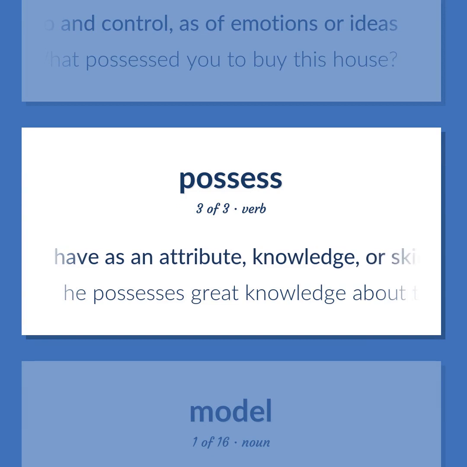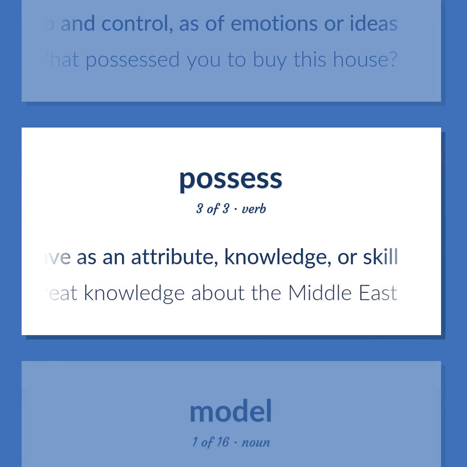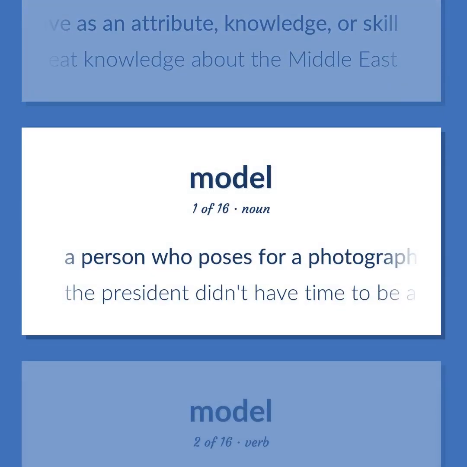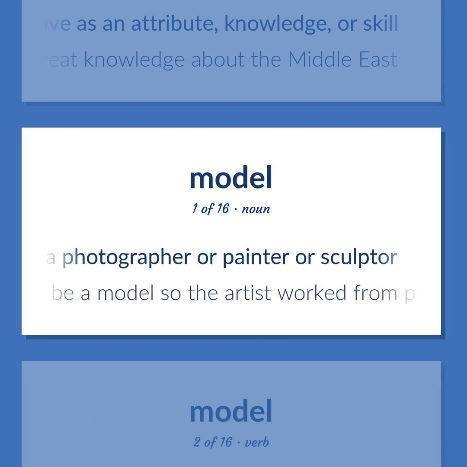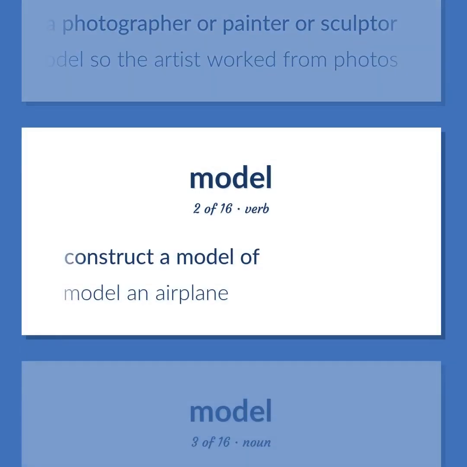Have as an attribute, knowledge, or skill. He possesses great knowledge about the Middle East. A person who poses for a photographer or painter or sculptor. The president didn't have time to be a model, so the artist worked from photos. Construct a model of. Model an airplane.